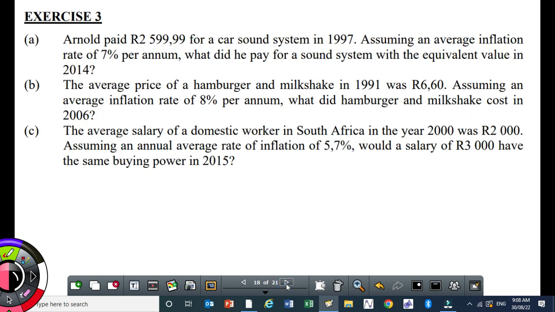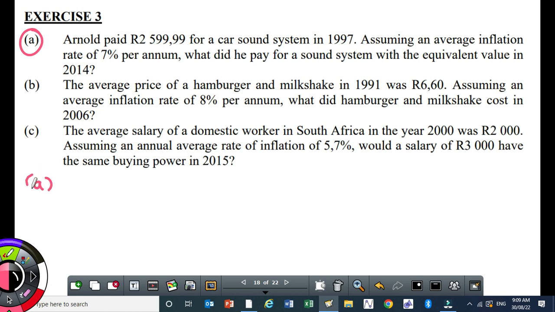Okay, so I'm going to do that question there as an example. So the question says, I'm on page... R2,599 and 99 cents for a car sound system in 1997. Assuming an average inflation rate of 7% per annum, what did he pay for the sound system with the equivalent value in 2014? So to do that question, we need to determine all the key variables.